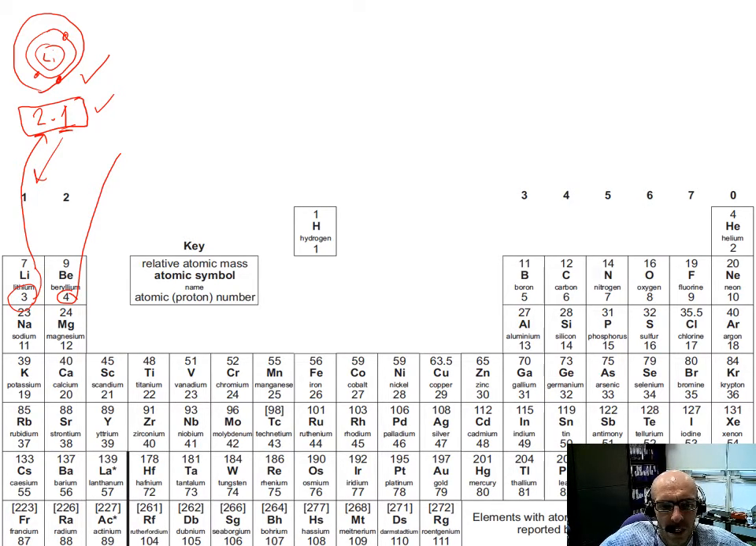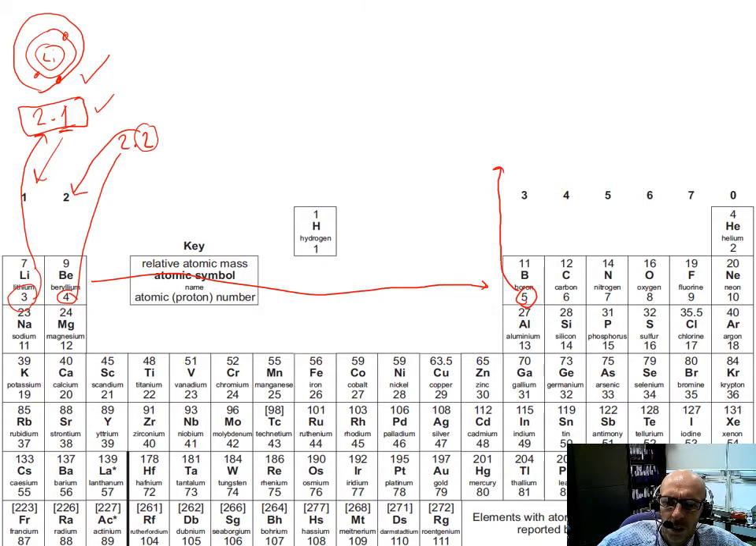So beryllium has 4, 2 in the first shell, 2 in the second, 2 in the outside shell. What group is it in? It's in group 2. Let's just see if this continues, because I'm quite amazed. Ooh. Boron.